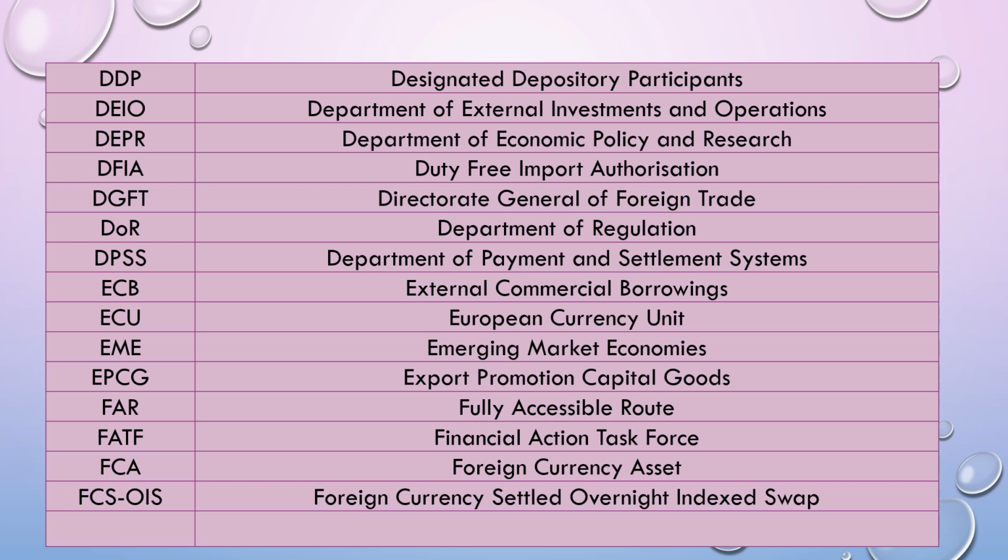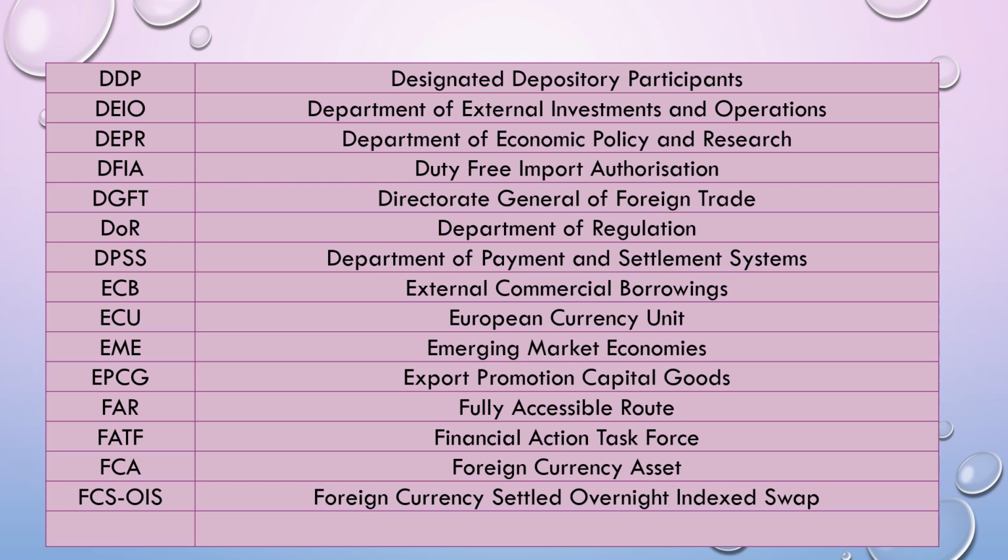ECU, European Currency Unit, is a basket of the currencies of the European Community member states used as the unit of account of the European Community before being replaced by the euro.